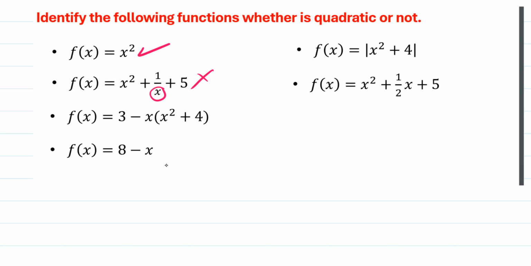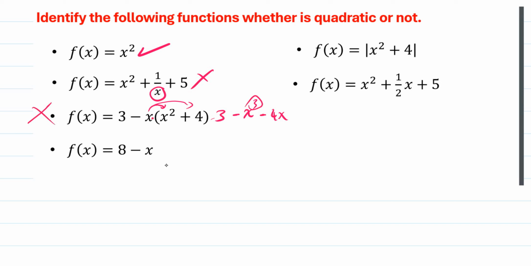Third one, I have 3 minus x times x squared plus 4. Students, note that I have x squared, the greatest power, and I have x, I have no problem. But if you see, there's multiplication. When you multiply inside the bracket, you get 3 minus x times x squared, which is x power 3, then x times the other one is minus 4x. Right now the greatest power is not 2, it is actually 3. So this is also not quadratic.